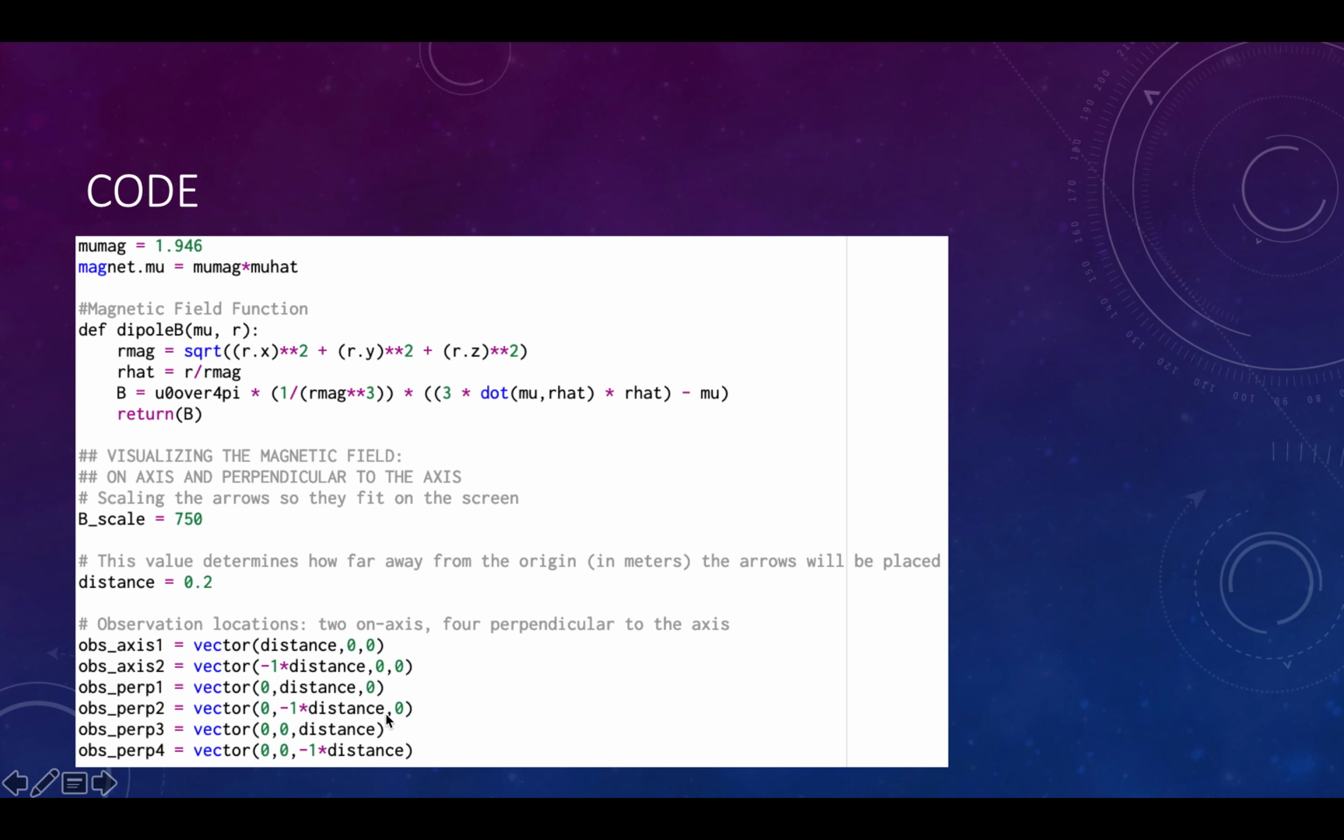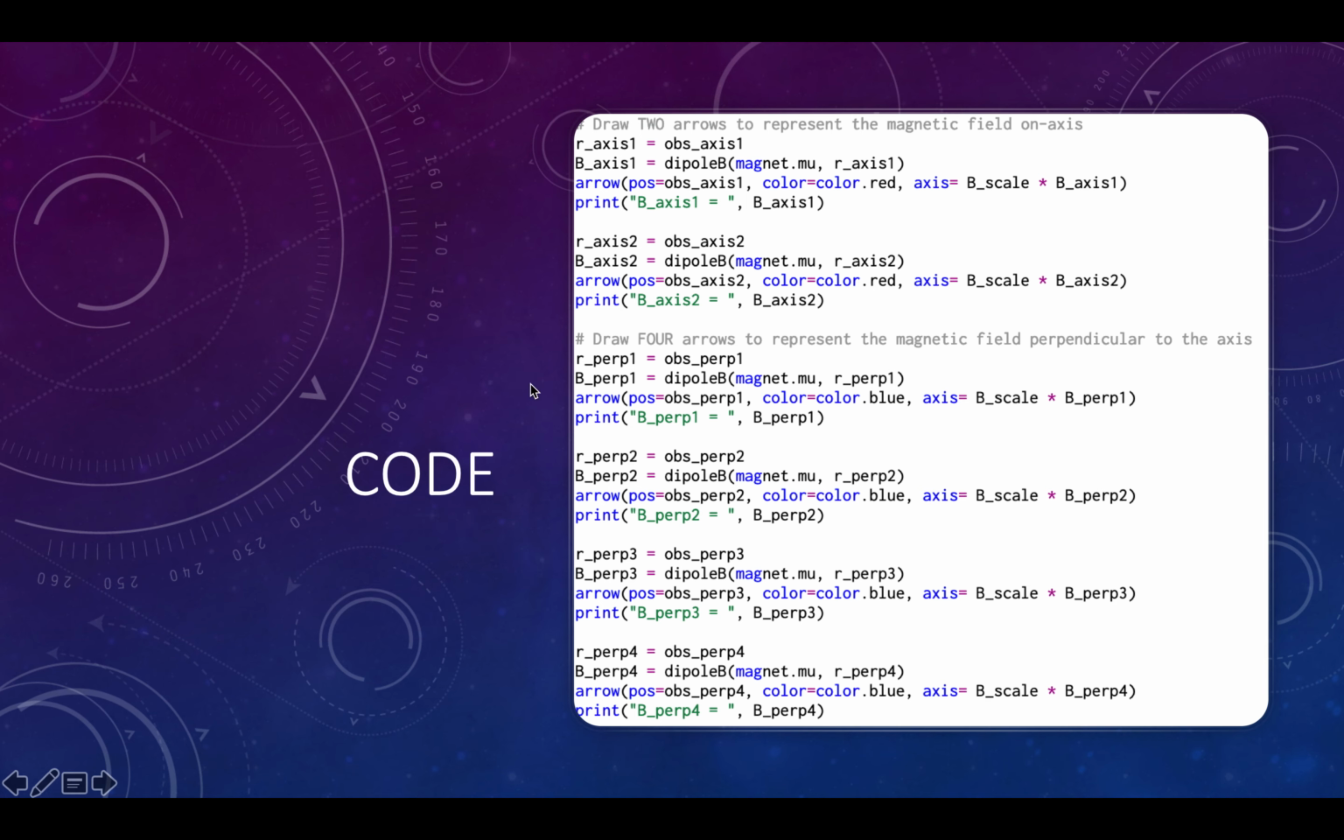Here are the observation locations that I inputted. Here's the continuation of the code. These are the magnitude and the magnetic field for each observation location. The first two are the magnetic fields on axis, and the last four are magnetic fields perpendicular to the axis.